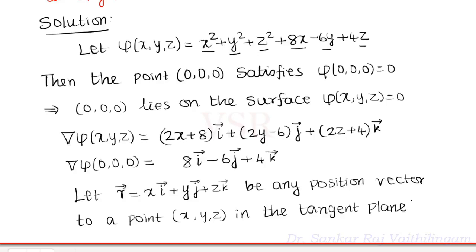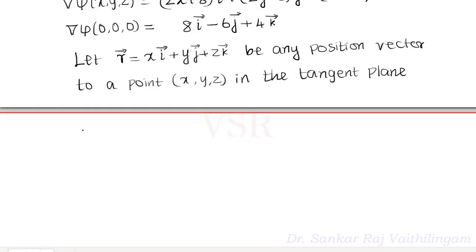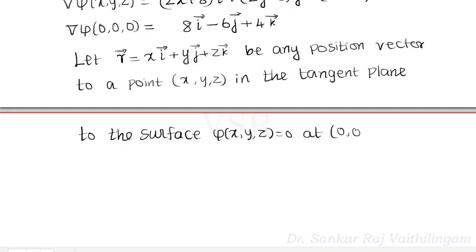Tangent plane, எதுக்கு tangent plane? Tangent plane to the surface phi of x, y, z which is equal to 0 at origin 0, 0, 0. Okay, so any point, so let r vector be any position vector xi, yj, zk அப்படின்னு எடுத்துக்கிட்டேன்.